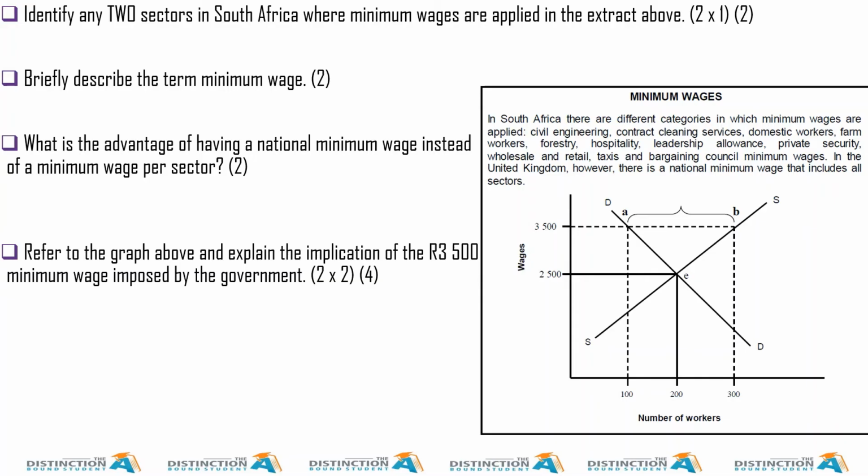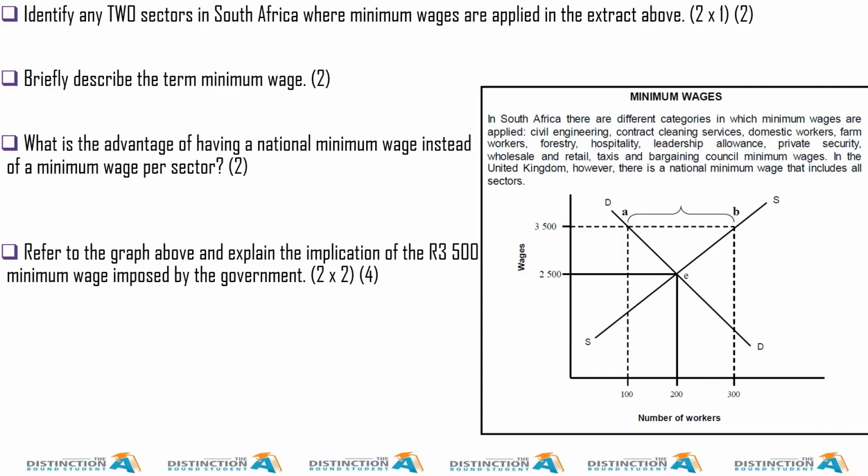It says minimum wage. Then it says in South Africa, there are different categories in which minimum wages are applied. We have civil engineering, contract cleaning services, domestic workers. In lesson number 79, I used domestic workers as an example. I was using the word helper and maid. Then we have farm workers, forestry, hospitality, leadership allowance, private security, wholesale and retail, taxis and bargaining councils, minimum wages. In the United Kingdom, however, there is a national minimum wage that includes all sectors.